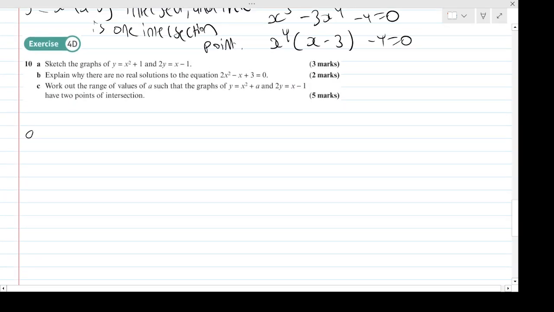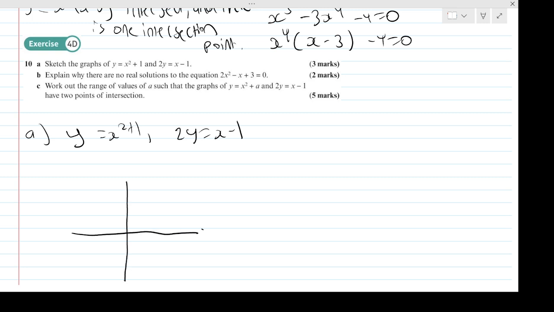So this question, first it's again asking to sketch the graphs y is x squared plus 1 and 2y is x minus 1. Quite awkward graphs actually. So let's draw our axes. Firstly, let's consider the quadratic. What type of quadratic? It's going to be a positive one because we have positive x squared, so it's going to be a positive U shape, a smiley shape.